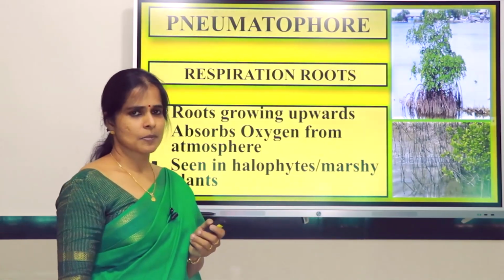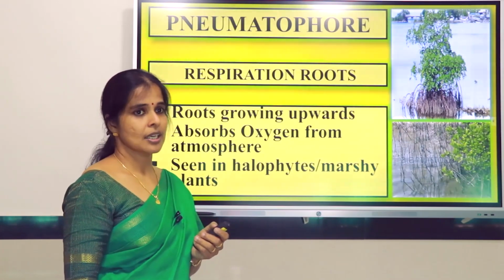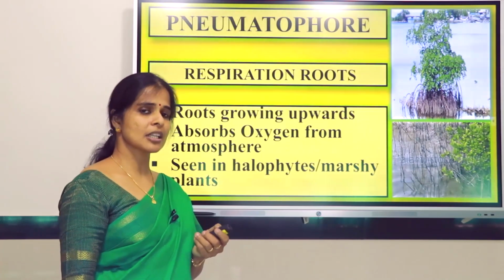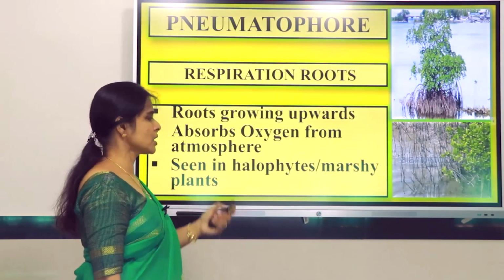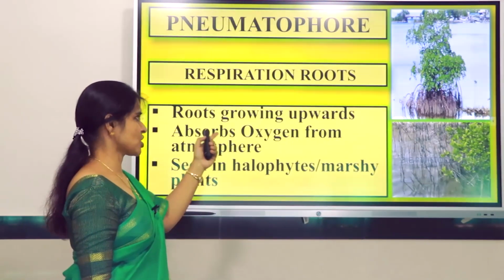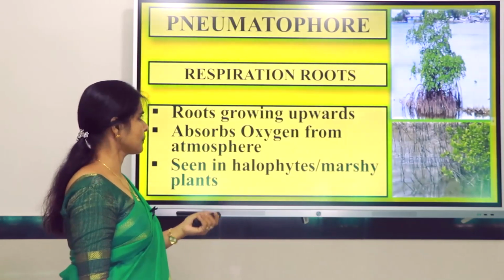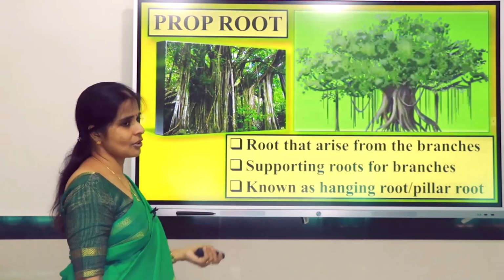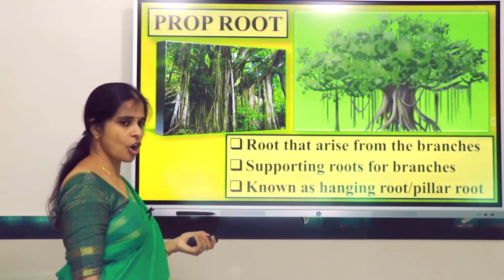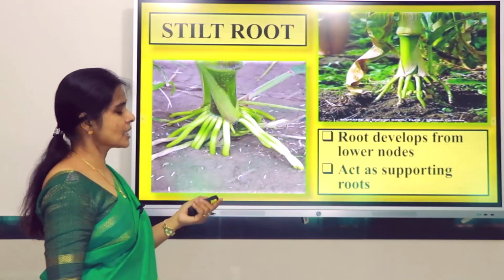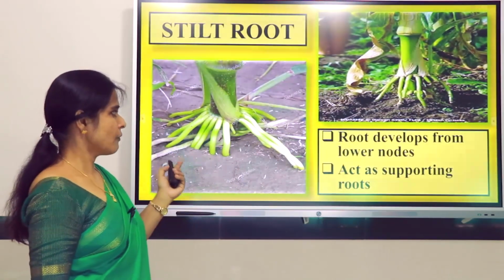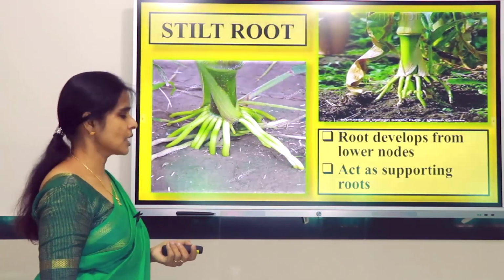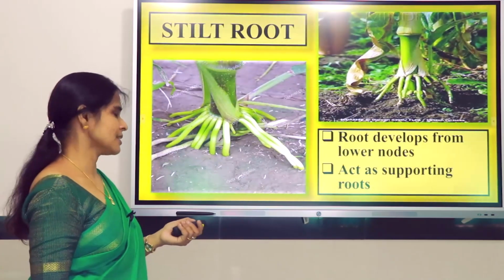Respiration roots are present only in marshy areas, where the roots are not able to get oxygen and are not able to respire in the marshy land. So, they grow upwards and they breathe. Such specialized roots are known as respiration roots. Then for support, as in the banyan tree and other huge trees, the supporting roots are known as prop roots, hanging roots or pillar roots. And when it comes to small plants, when roots develop from the lower nodes for supporting, they are known as stilt roots. Both stilt and prop roots do the same function.